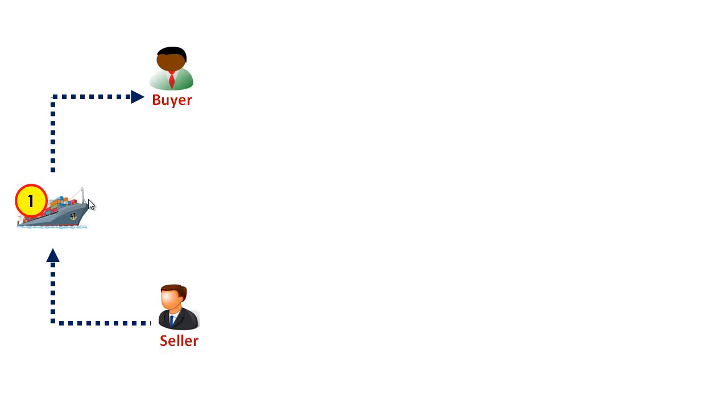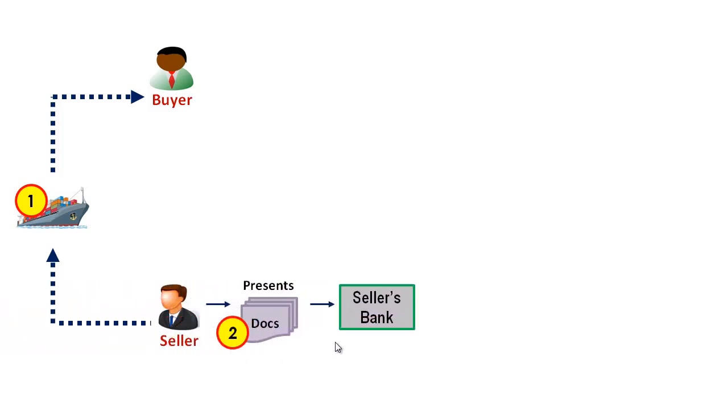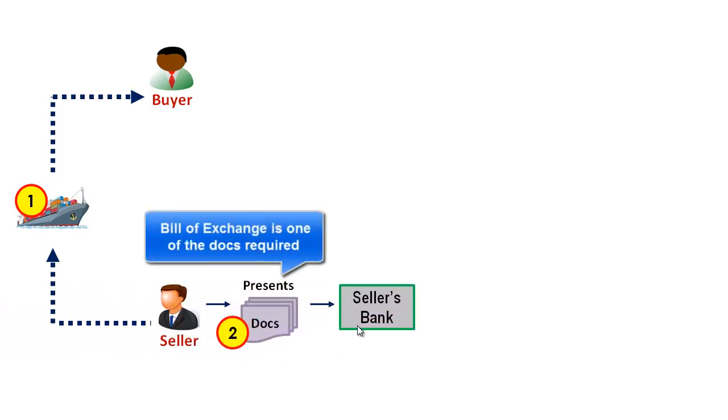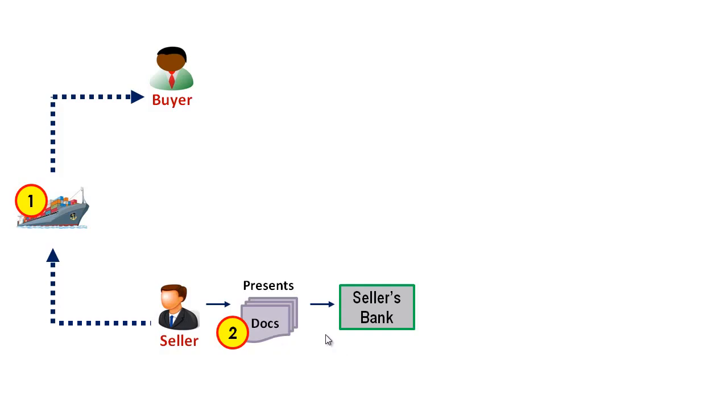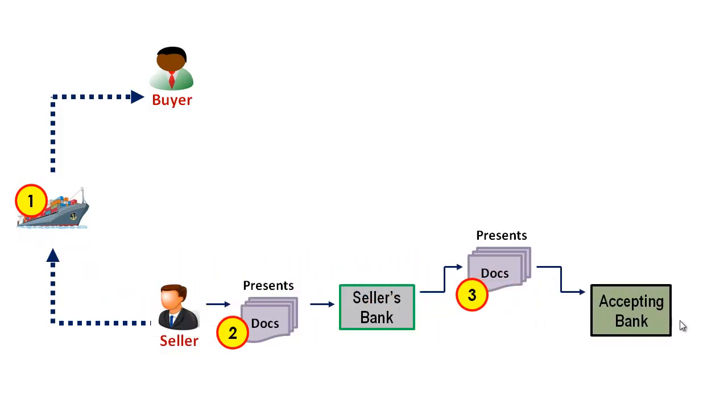Now, once the goods are shipped, he can prepare and obtain other documents related to the trade and in addition draws bills of exchange and present them to his bank. In other words, bills of exchange will form part of the documents required to be presented in order for the seller to obtain his payment under acceptance LC. Upon receipt of the documents from the seller, the seller's bank will go through every document to ensure compliance, and when they are found to be in compliance, the documents will then be presented to the accepting bank that is authorized by the issuing bank to accept and pay the seller.